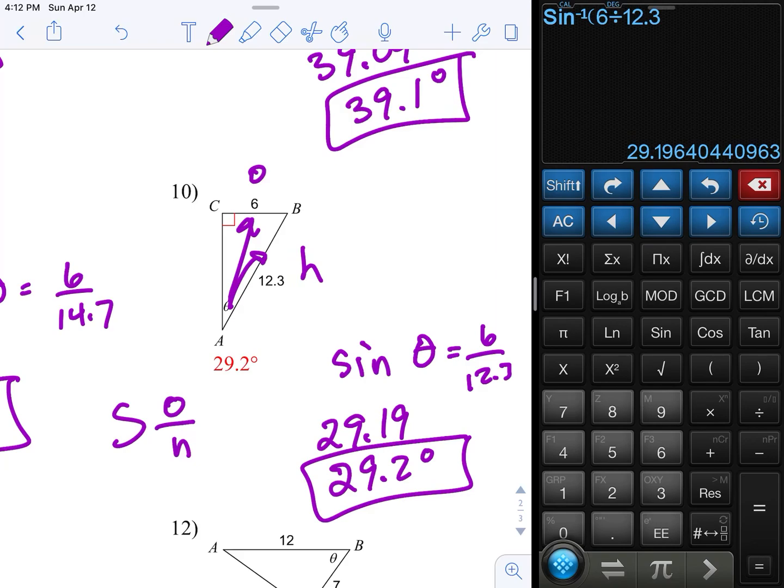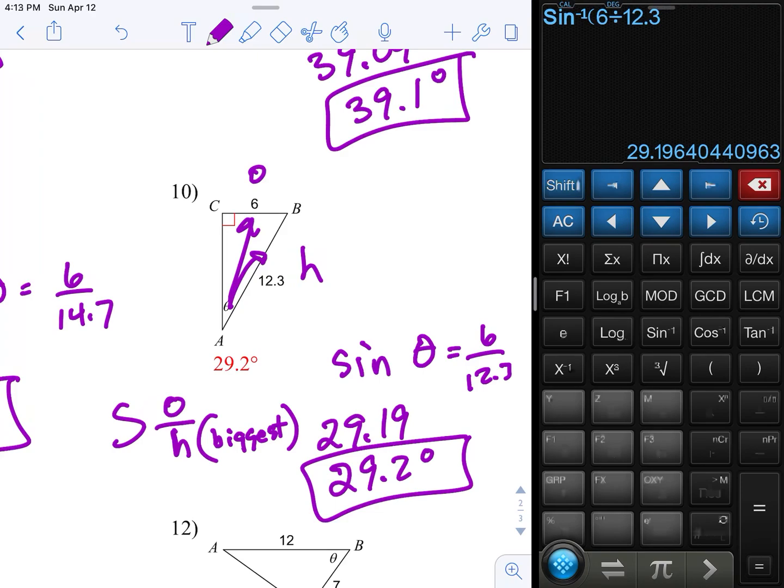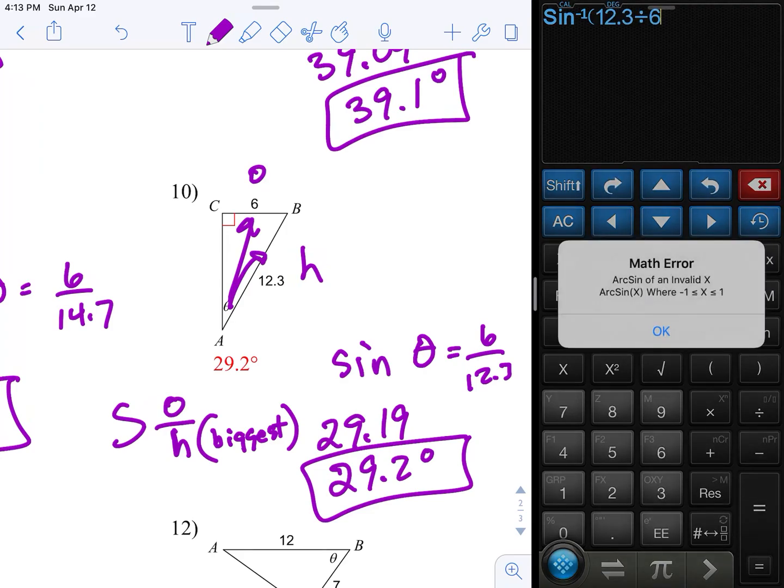Sine is opposite over hypotenuse. The hypotenuse has to be the biggest side, because the hypotenuse is always the biggest side. So the bottom number has to be bigger. Let me show you something. What if I did sine inverse, watch my calculator here, and I did 12.3 divided by 6? The calculator pops up error. It's telling me error because I'm asking a question that doesn't make any sense. Sine has to be where the denominator is bigger, so the value has to be less than 1. If it's bigger than 1, the calculator doesn't know what to do.